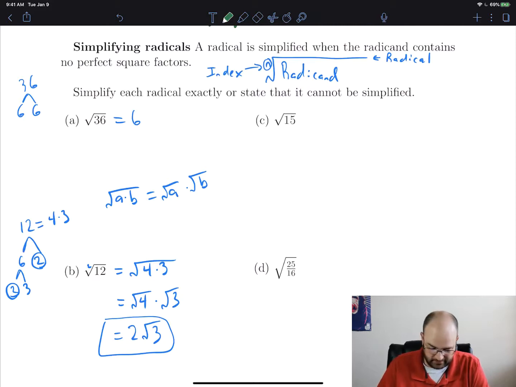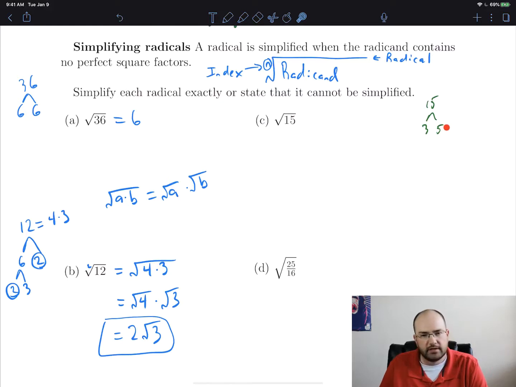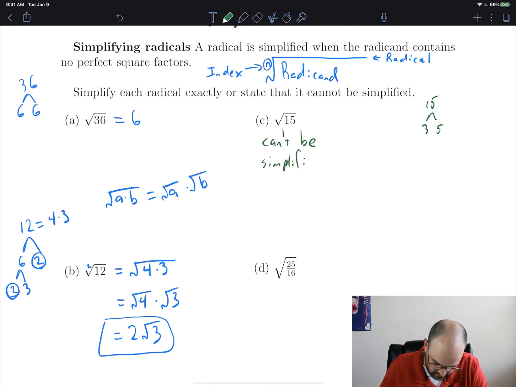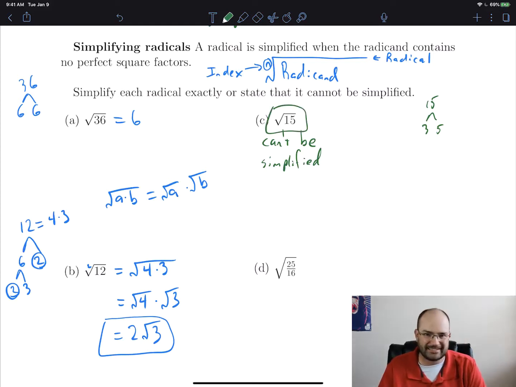As for C, the square root of 15, the only thing that makes up 15 are 3 and 5, or 5 and 3. But notice that 3 is prime, 5 is prime. There are no pairs within this. So therefore, this cannot be simplified. In other words, square root of 15 is its simplified form.